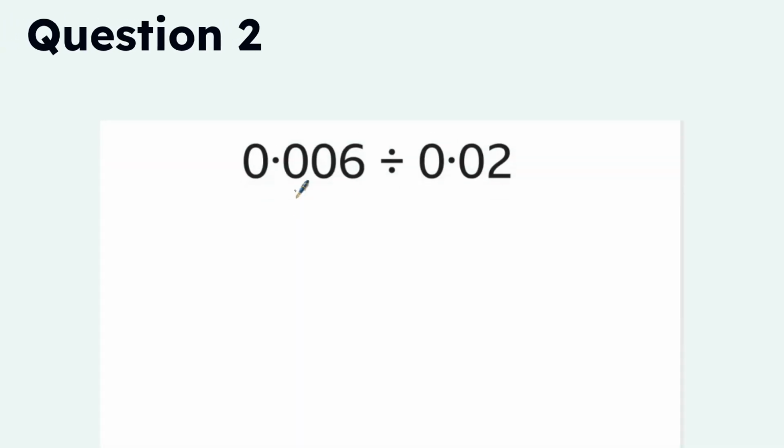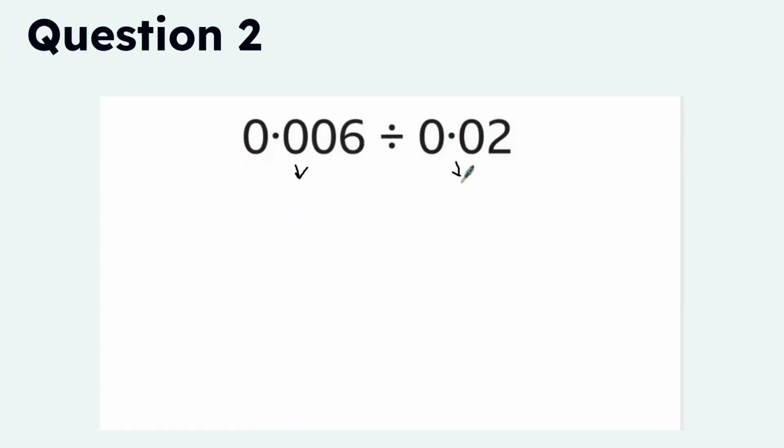In this problem, we divide 0.006 by 0.02. One way to solve this is by making the divisor a whole number by multiplying by 100. I have to multiply both numbers by 100. Then I can divide 0.6 by 2 and get 0.3 for the answer.